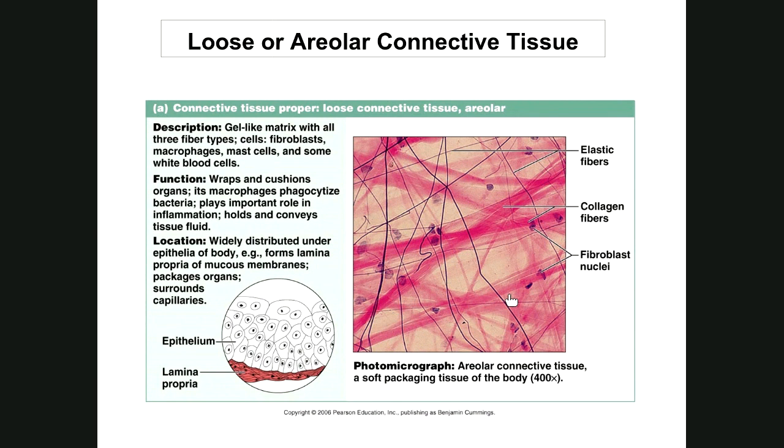So, location: under the epithelia. This is what holds your skin to the underlying muscle. It's around blood vessels, packages organs, surrounds capillaries. When you peel the skin off a piece of chicken, let's say, and you see that real light colored something, you can hear it and see it kind of disappearing as you pull the skin off. Well, that's this loose connective tissue that's holding the skin to that muscle, holds the two together.